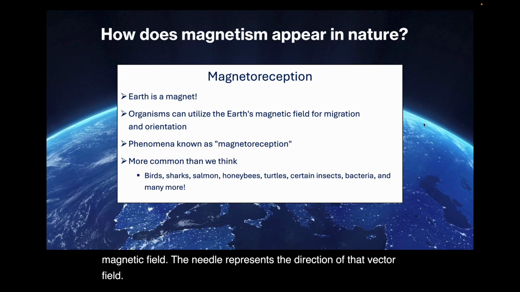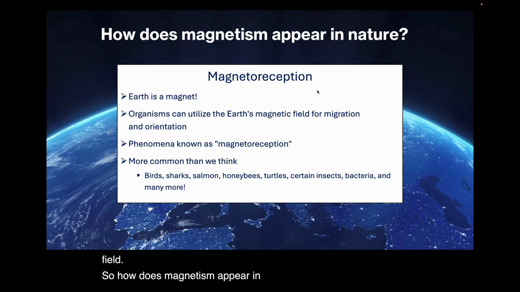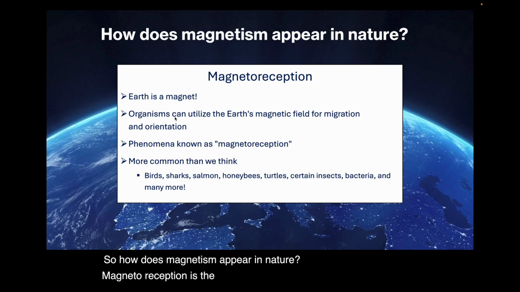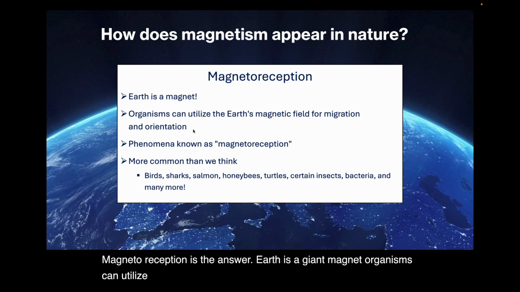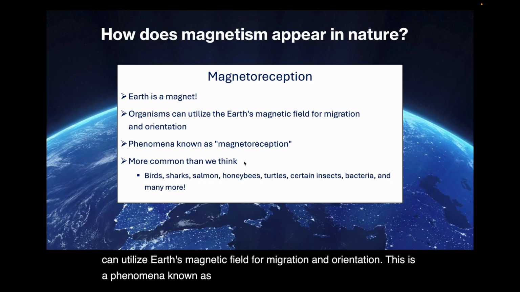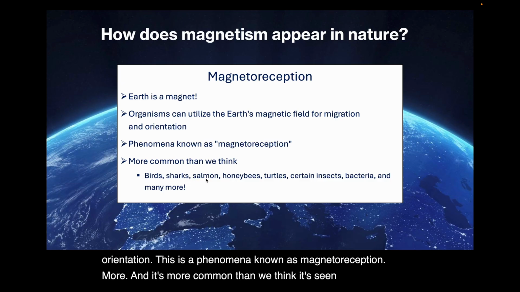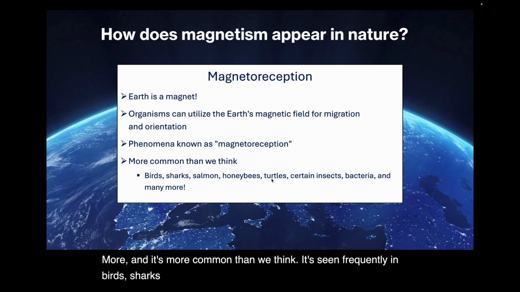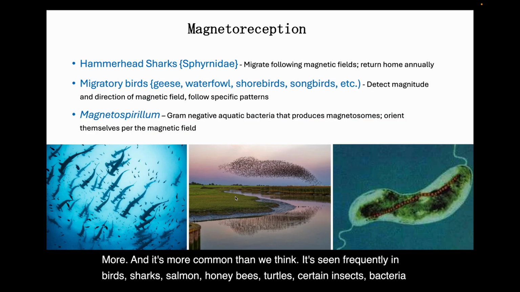So how does magnetism appear in nature? Magnetoreception is the answer. Earth is a giant magnet. Organisms can utilize the Earth's magnetic field for migration and orientation. This is a phenomenon known as magnetoreception. It's more common than we think. It's seen frequently in birds, sharks, salmon, honeybees, turtles, certain insects, bacteria, and many more examples.